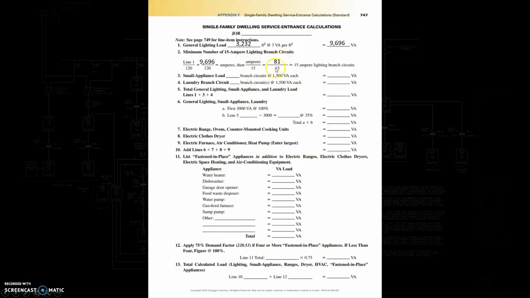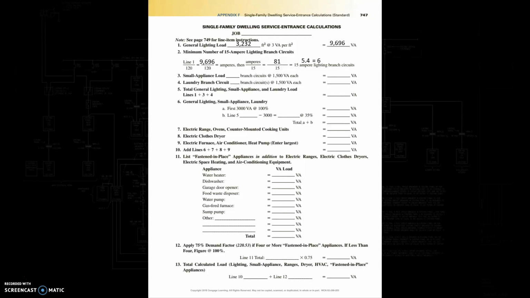Right, so volt amps divided by volts equals amps. Then they're going to take 81 divided by 15. We're doing this because it's a 15 amp branch circuit, right? So when they do that, we actually come out with 5.4. We obviously can't have part of a circuit, so we round that to 6. Usually you're going to have way more than that anyway. That step's kind of irrelevant.